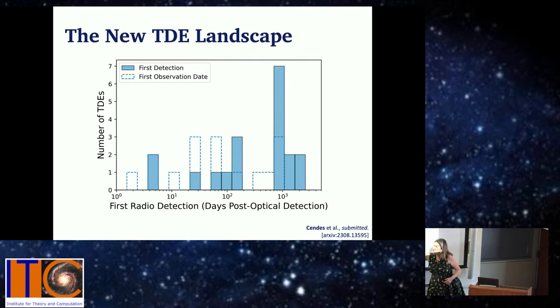These are the relativistic TDEs. They turn on very quickly, but there's just not that many of them. But the bulk of the population is really turning on at hundreds, thousands of days is the first radio detection.